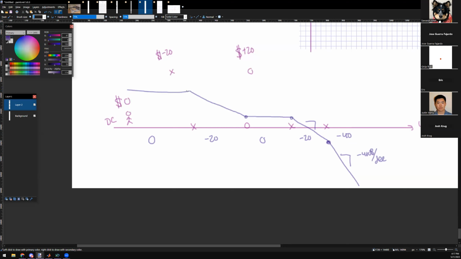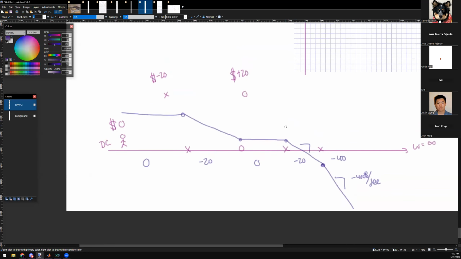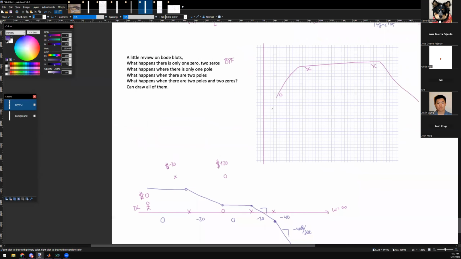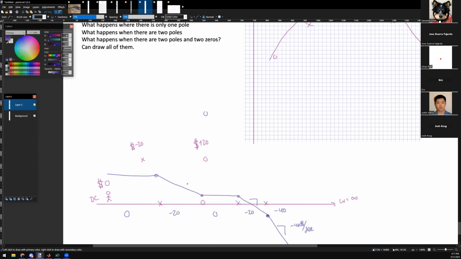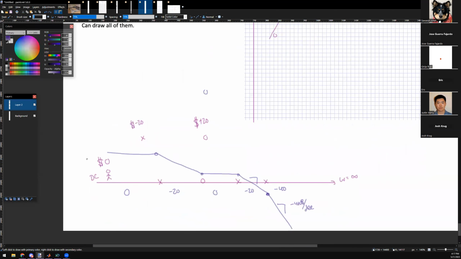Does that kind of make sense on the magnitude side? Yeah. So when you guys said you had one zero and two poles, it would be here, up, over, down. Unless the zero is all the way at zero. If the zero happens all the way at DC, then you start off with positive 20.